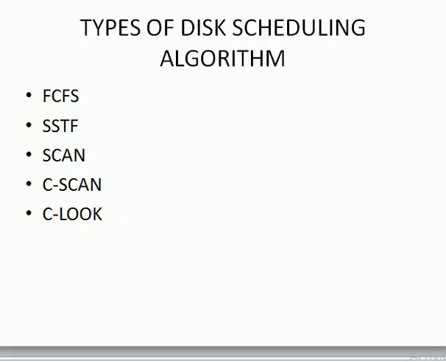Let's see a few examples of disk scheduling algorithms. Before that, there are 5 different types of disk scheduling algorithms. The first one is FCFS, the second one is SSTF, then SCAN, C-SCAN and C-LOOK. So let's see one after the other.